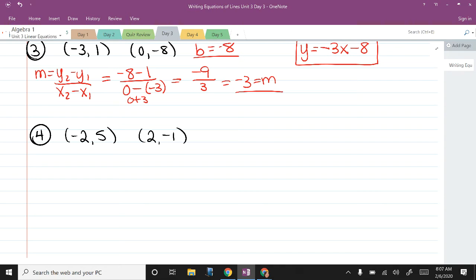M. Does it matter? Can you find B without having the slope? No, you got to plug it in for M, right? So if you don't have either one, you have to find the slope first. Write that down, highlight it if you need to. Find the slope first.